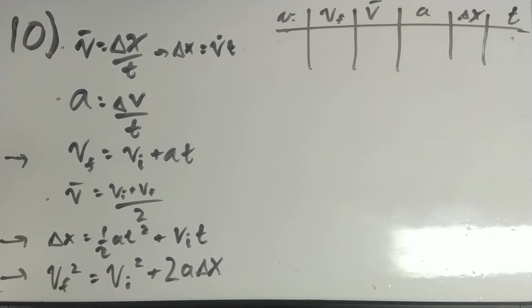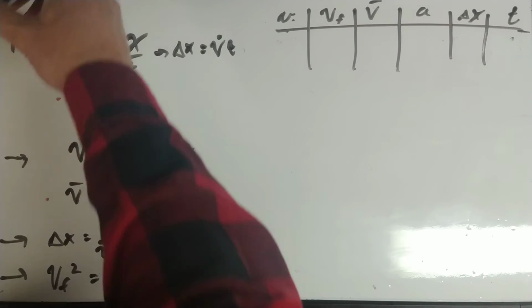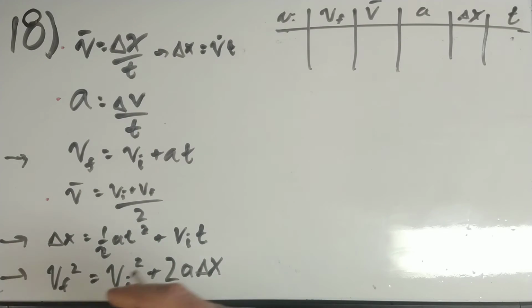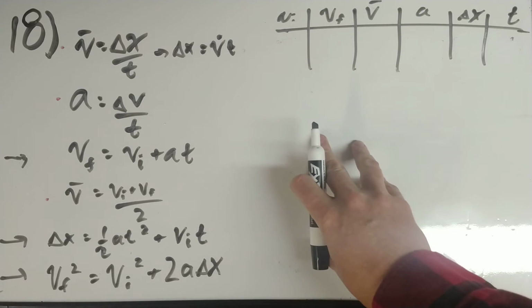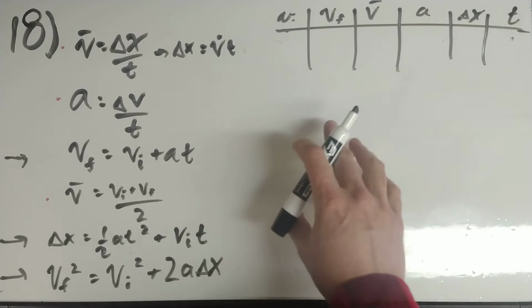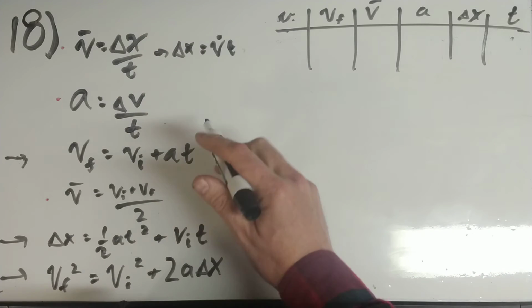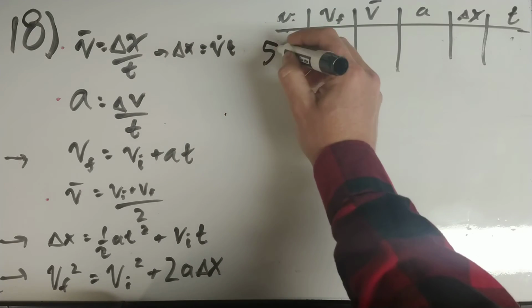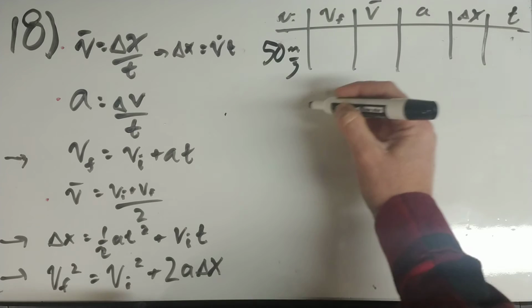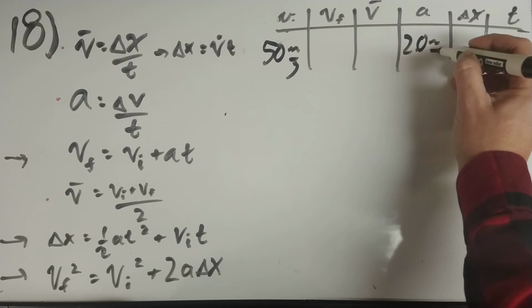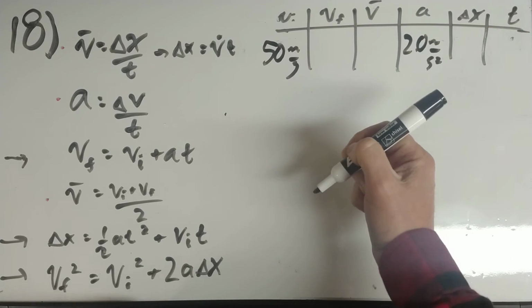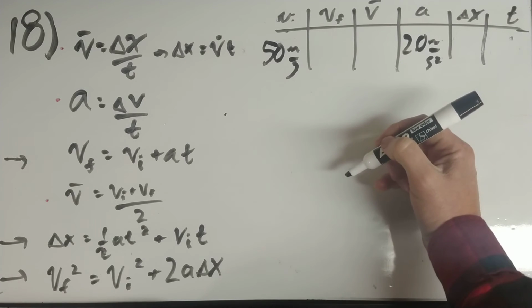Now let me see here. There's another v squared one. Let's do number 18. So it says a rocket traveling 50 meters per second accelerates at a rate of 2.0 meters per second per second. So traveling at 50 meters per second, that's the initial velocity. It accelerates at a rate of 2.0 meters per second squared. What is the speed of the rocket after it has traveled 500 meters?